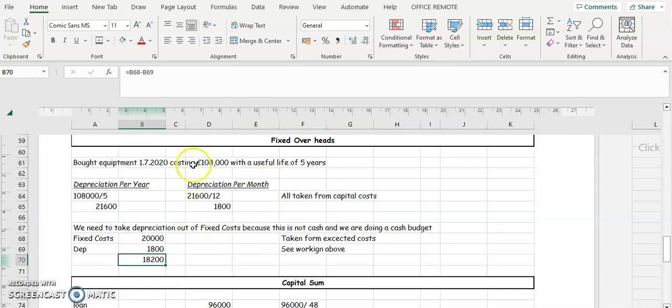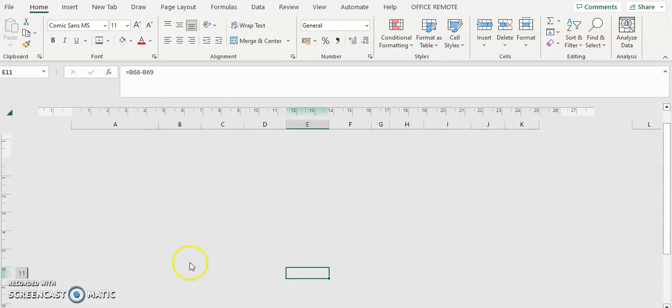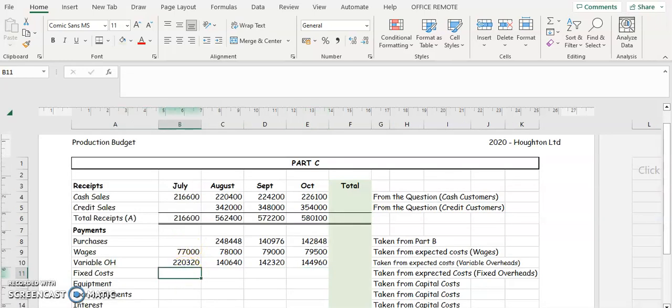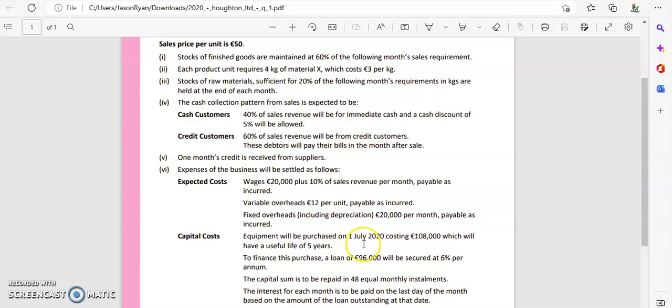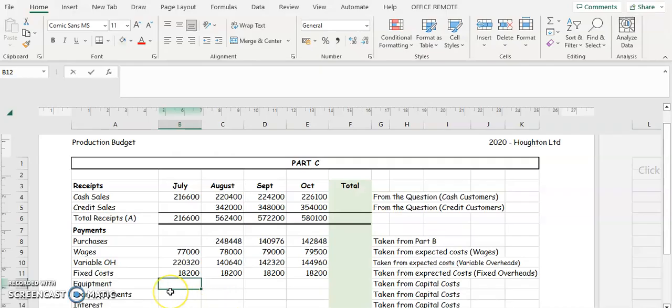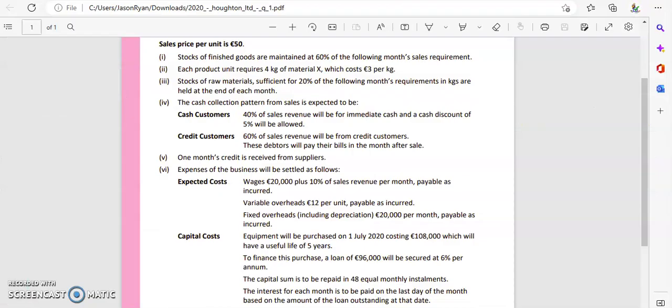All we're doing is calculating what the depreciation is per month and taking it away. So it's going to be 18,200 for your fixed costs. The equipment will be purchased on the 1st of July, costing 108,000, so in July we're going to put in 108,000. And then it tells us the repayments on the loan and repayments on interest.